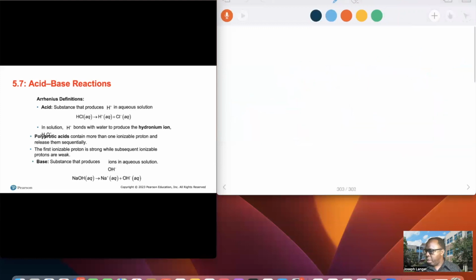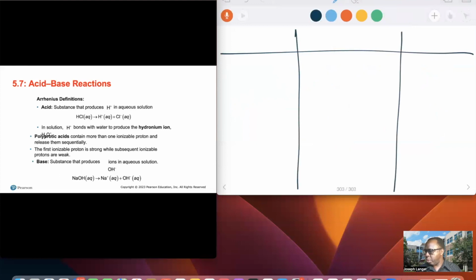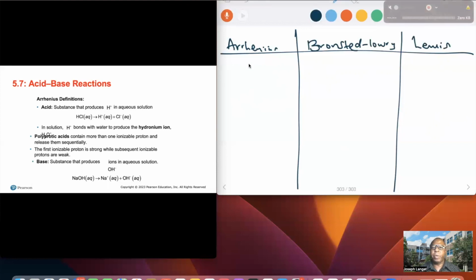There are also three definitions of base, and if we use the same fashion, we say here Arrhenius, and then there is Brønsted-Lowry. These are two people. And then there is the Lewis definition of a base. So when you look at the bases here too, we can divide according to Arrhenius, according to Brønsted, according to Lewis.